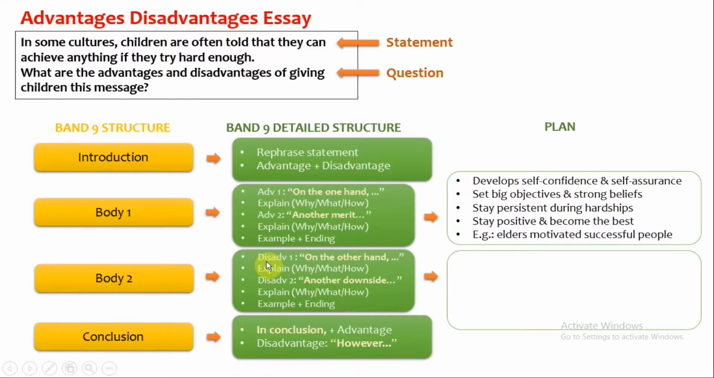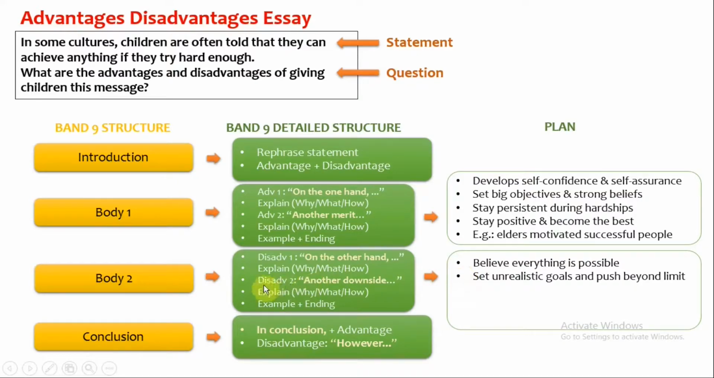The statement is, in some cultures, children are often told that they can achieve anything if they try hard enough. The first sentence in body 2 is to state the first disadvantage of telling children that they can achieve anything if they try hard enough. I can write that children will start believing that everything is possible. Next, explain the first disadvantage. I can say that children will set unrealistic goals and push beyond limit, aiming for impossible things if they start believing that everything is possible.